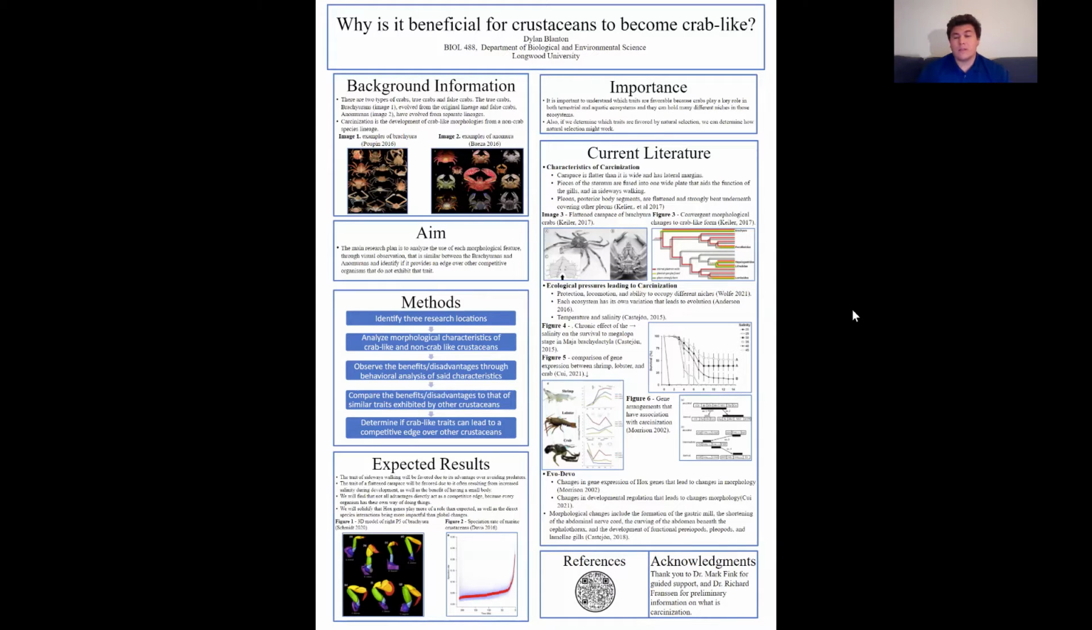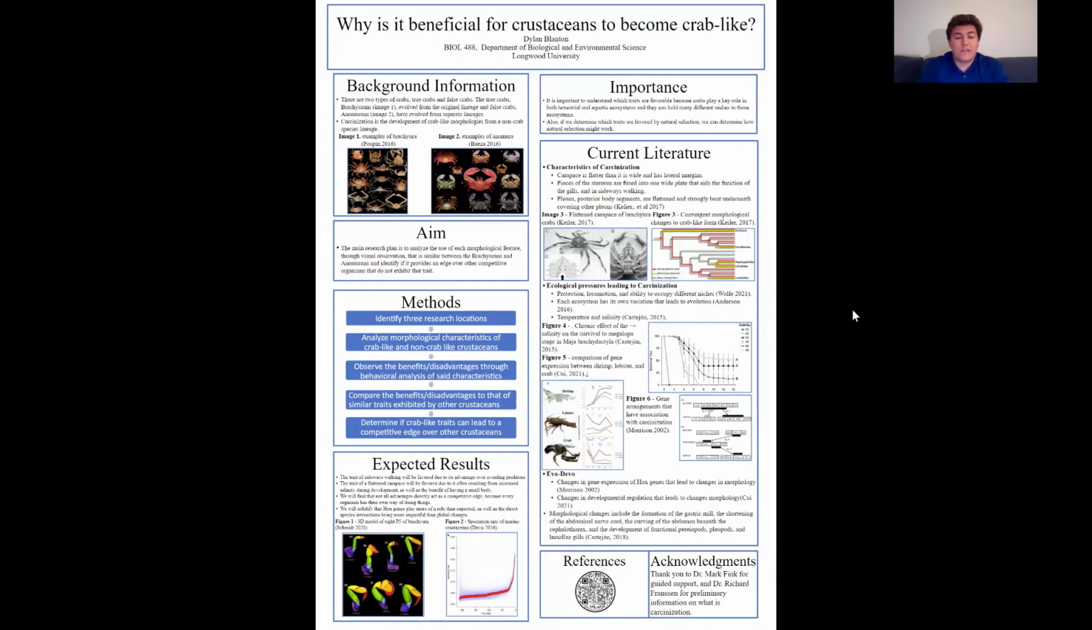So we're going to analyze different characteristics of brachyurans and anomurans and compare those to non-crab-like crustaceans in those areas and see what traits are similar and which traits are different. So do they have the same claws between the non-crab-likes and crab-likes, or do they have different claws? All of those different types of things, we're going to be analyzing them and jotting them down, taking pictures, all those fun things.